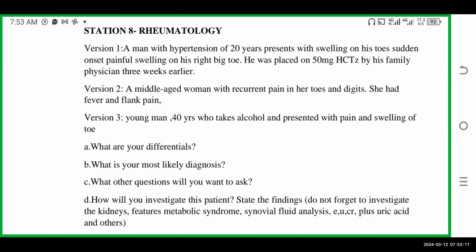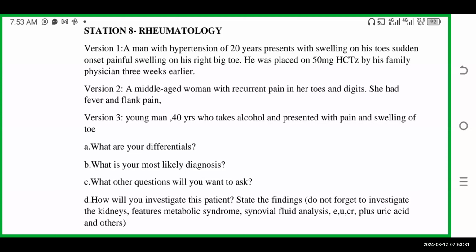I don't know. The small joints of the hands, toes and digits. So probably both toes and digits. We're not told if it's symmetrical or otherwise, but I think for her, I might pick rheumatoid arthritis first as a first differential.